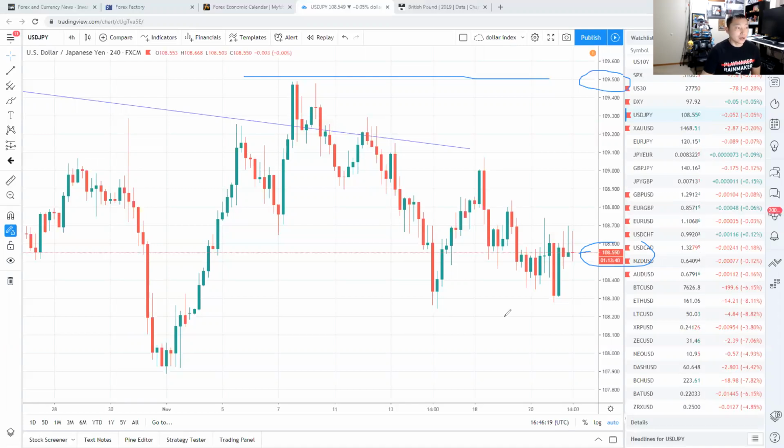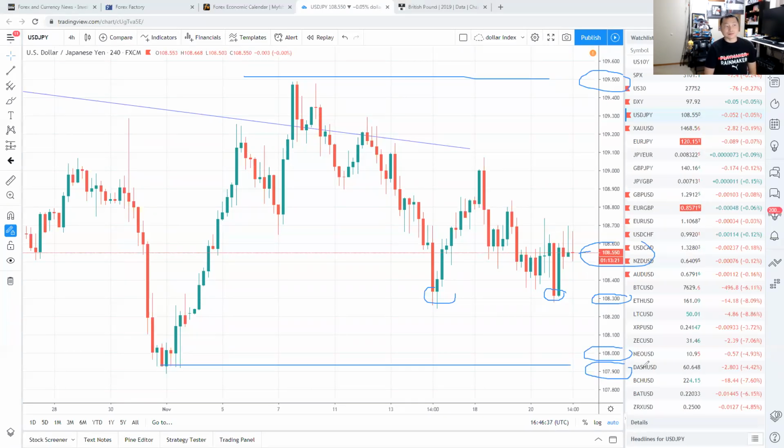I'd be looking for it to target this double. To me, I would call it a little bit like a double bottom here at 108.3. So it's still got about 25 more pips to go. And then from there, break that and then target the low price of 108 to 107.9. And that is my 4-hour selling position.